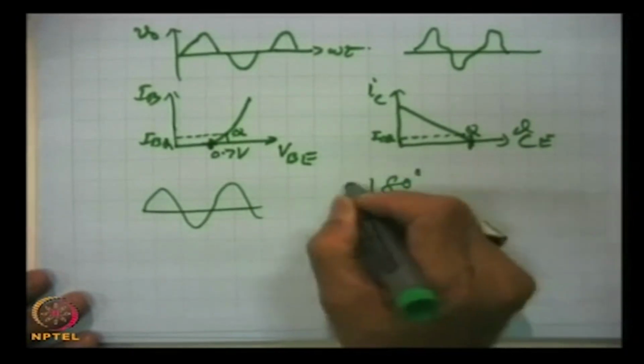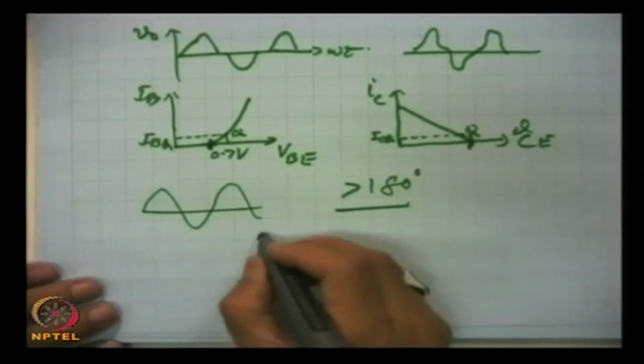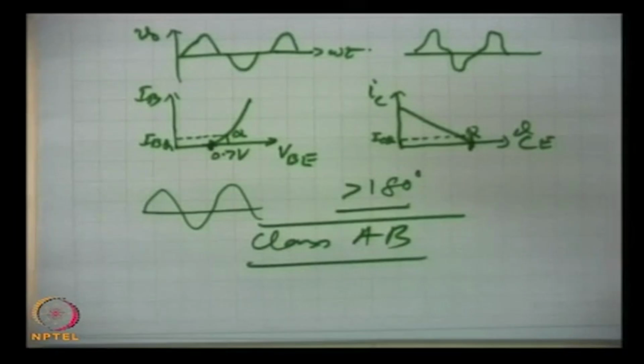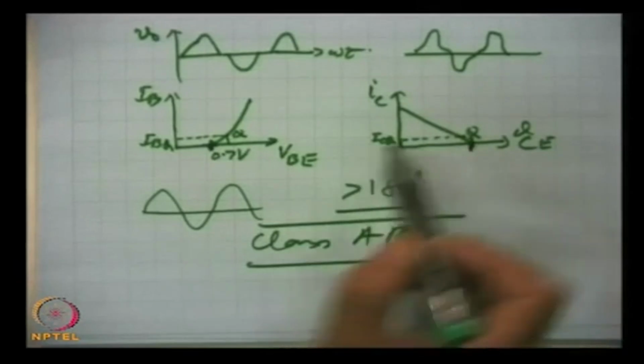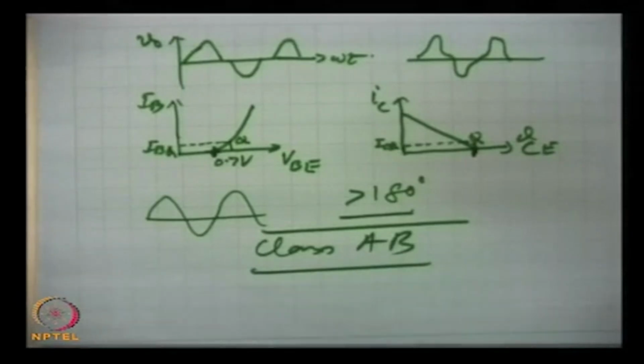180 degrees conduction angle, a little more, and this operation is class AB. Why do we do class AB operation? Because we want to get rid of the distortion which is called crossover distortion. How can we take corrective measures? By shifting the operating point from ICQ 0 to a small value, which may be 5% of the maximum value or even less, and this operation is called class AB operation.